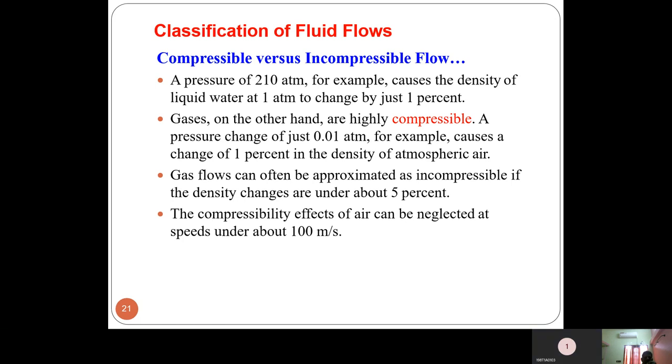If the density increases by greater than 5%, then we can call them compressible.